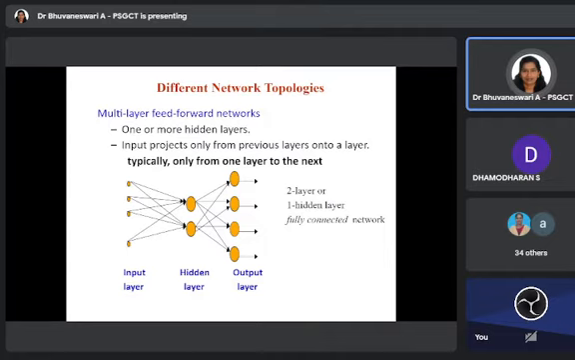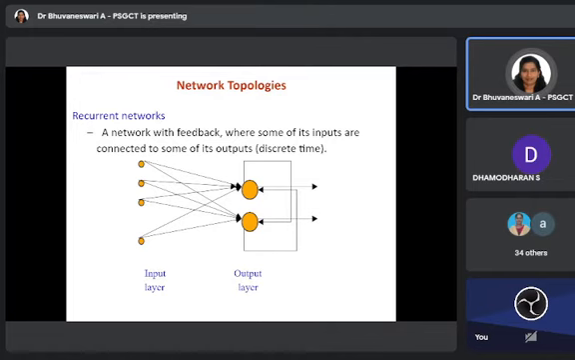Now, when you come to the recurrent network, it's like feedback. The output of one neuron may become the input of the next neuron, right? So the inputs are connected onto the outputs. It's more time sequential.